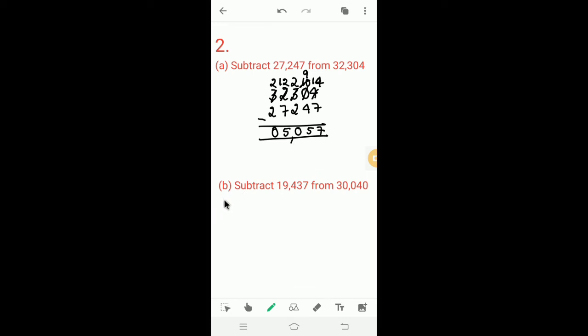Next solve B1. Subtract 19,437 from 30,040. Here we have to subtract 19,437 from 30,040. So first we should write 30,040. So 0, 4, 0, 0, 3. Next I will take 19,437. 7, 3, 4, 9, 1.